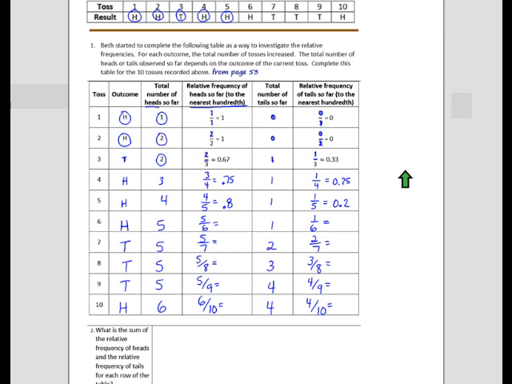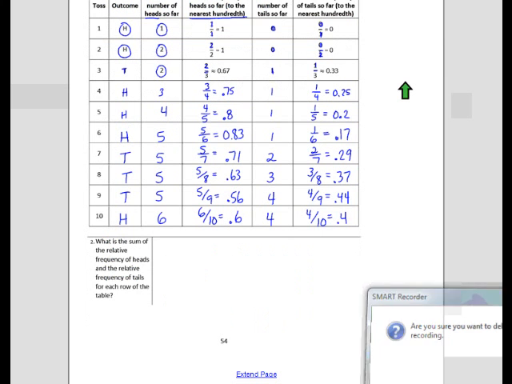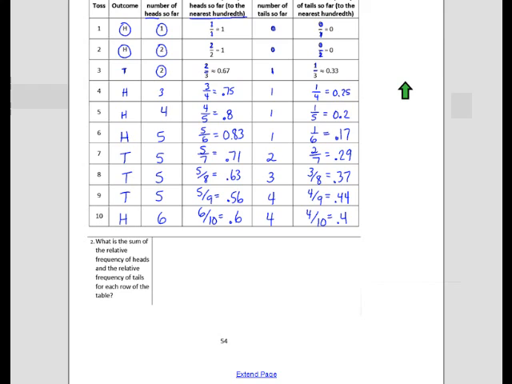So pause the video and complete the division to fill in the rest of the chart, remembering to round to the nearest hundredth. Now just take a minute and double check your decimals to make sure that you've done the division correctly.